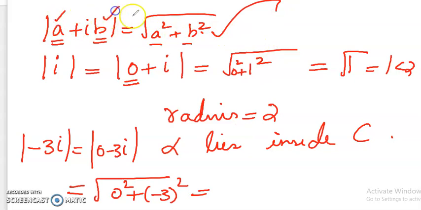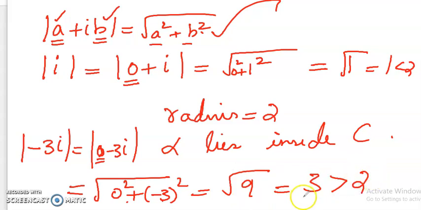Real and imaginary: here the real part is 0. So 0 square plus minus 3 the whole square. For the imaginary part, don't take the i, only minus 3 we have to take. That is root 9, that is 3, which is greater than 2, the radius. Therefore beta lies outside.